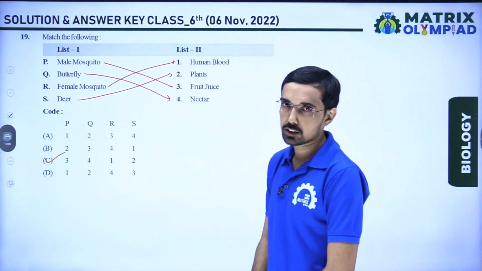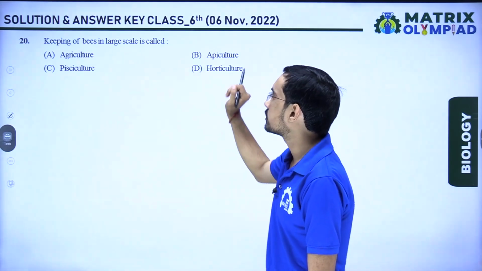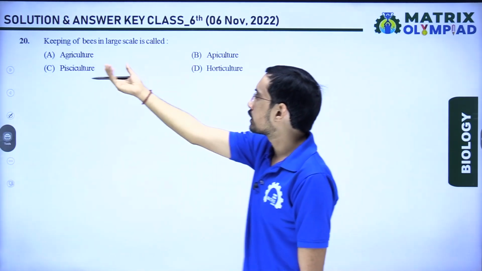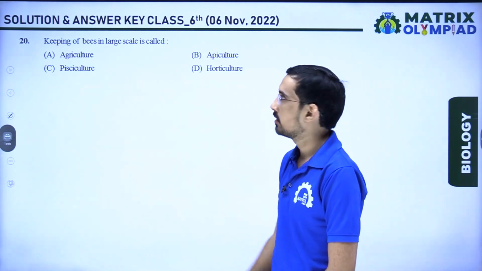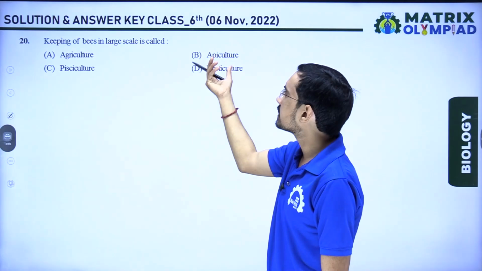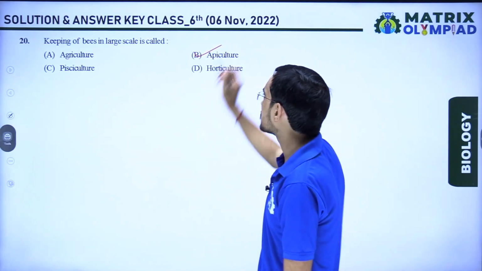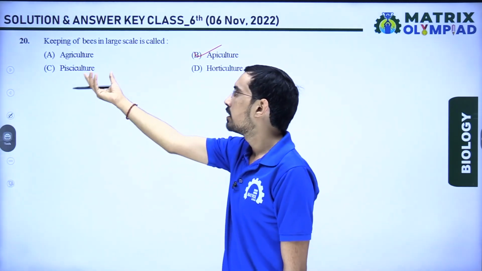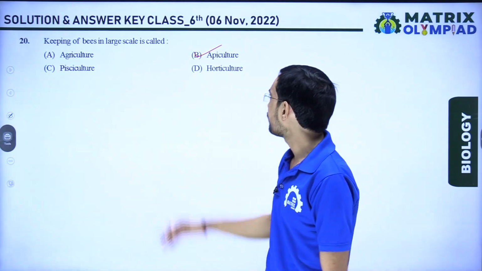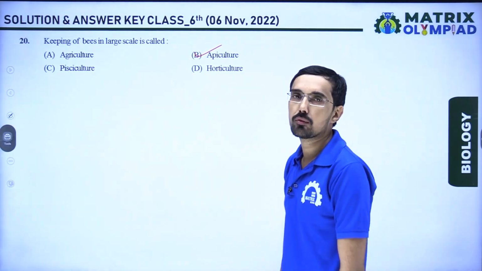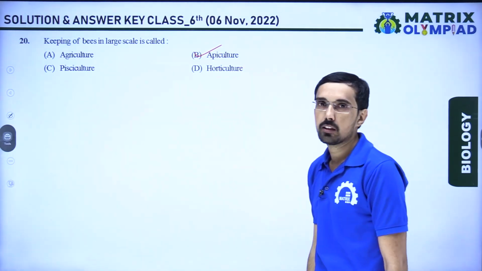Now move to the next question. Keeping of bees on a large scale is called. As we all know, the first option is agriculture. Agriculture is the growing of crops on a large scale. Second is apiculture. Apiculture is the keeping of bees on a large scale. So our correct option will be option B. Pisciculture is the caring and keeping of fishes on a large scale, and horticulture is the growing of ornamental plants and fruits. So our correct answer will be option B.